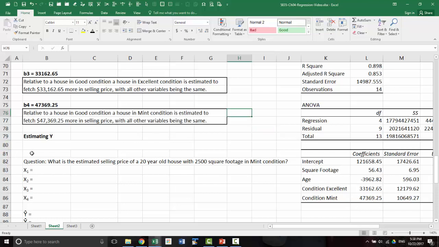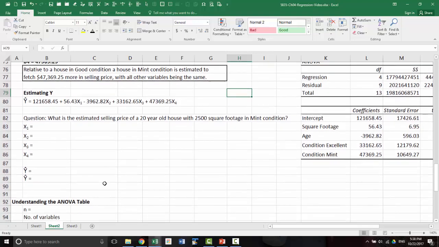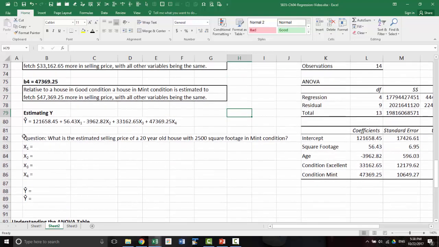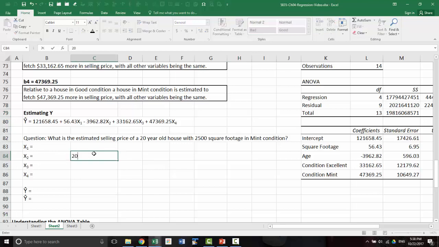Now let's look at estimating y. The estimating equation is that, with these variables. Let's look at how we're going to use this equation to estimate house price. What is the estimated selling price of a 20-year-old house? Age is 20, so we put 20 there. Square footage is 2,500. Mint condition means x sub 3 is 0, x sub 4 is 1.